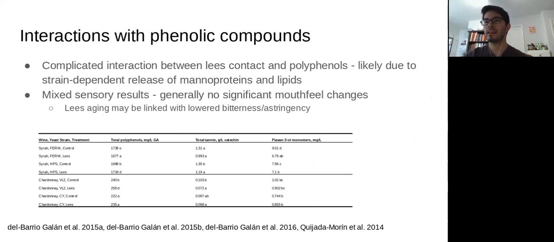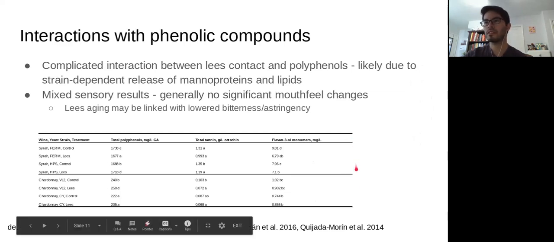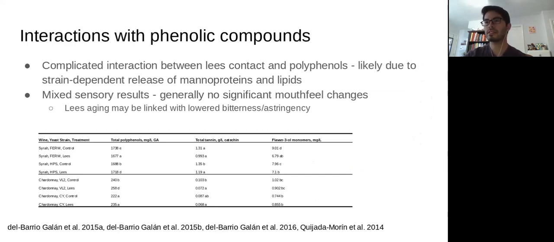So I guess one of the main takeaways here is that the interactions are pretty complicated, especially because there appears to be strain-dependent release of molecules, especially mannoproteins. So this table summarizes some of the key results from a couple of papers. One looking at red wine, the other looking at white wine, and then both using different yeast strains. The control wines were not aged on lees, and the treated wines were aged on lees for 4 months. So when we look at total polyphenols, the results are generally mixed. So sometimes lees aging resulted in higher concentrations, sometimes they resulted in lower concentrations.